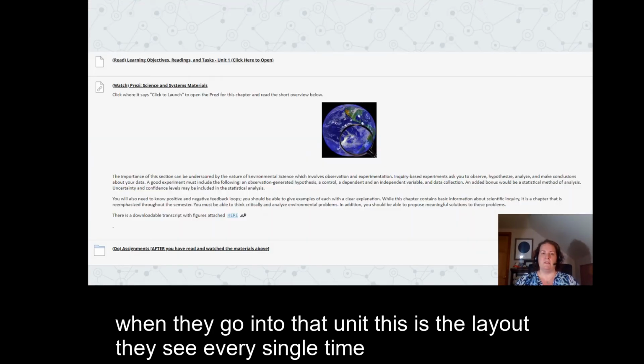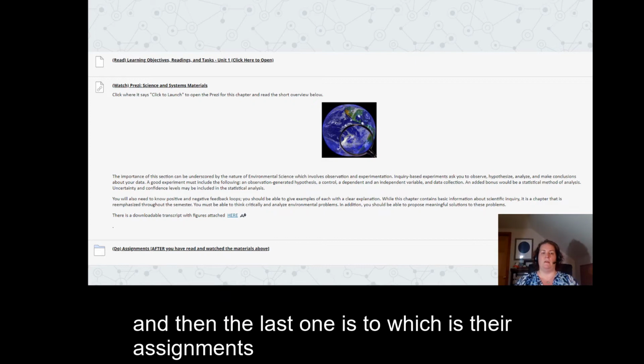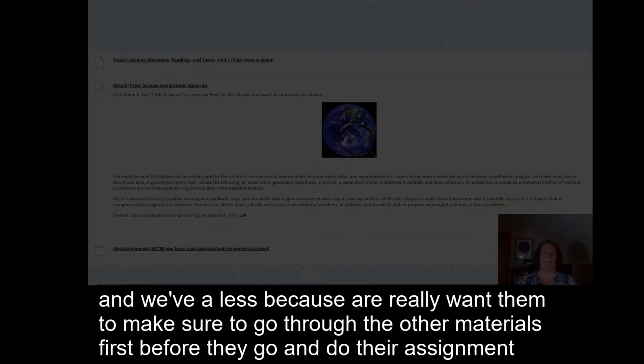When they go into that unit, this is the layout they see every single time. The first one is their readings. The next one is anything they need to watch, and I give these little helpful tips. And then the last one is due, which is their assignments. I leave that last because I really want them to make sure to go through the other materials first before they go and do their assignment.